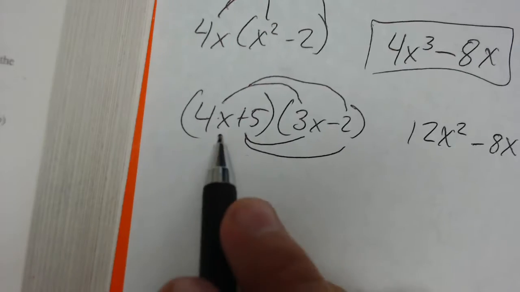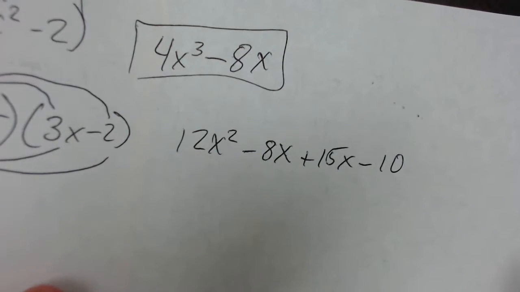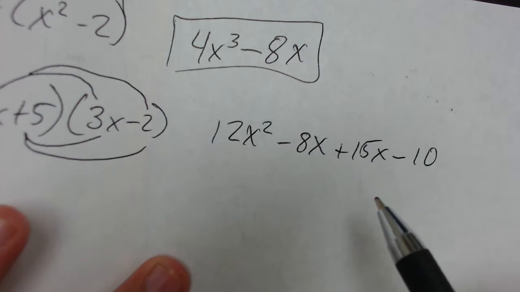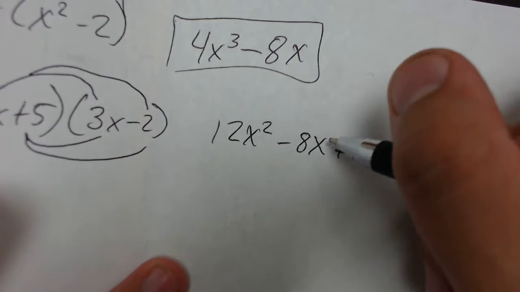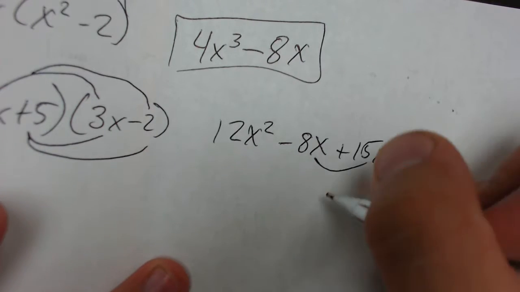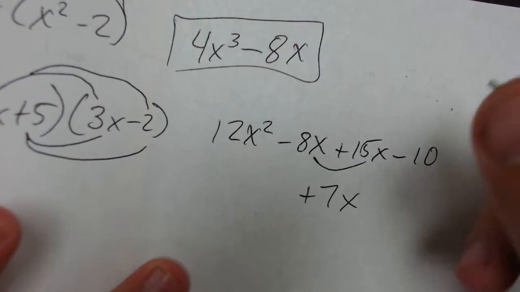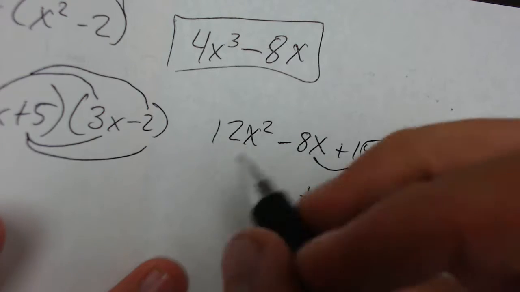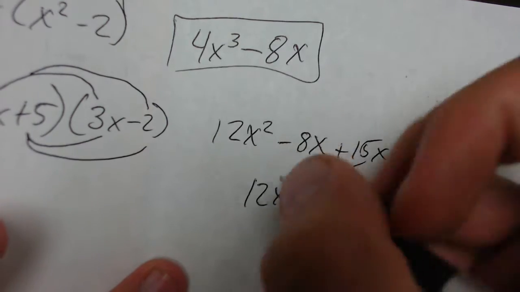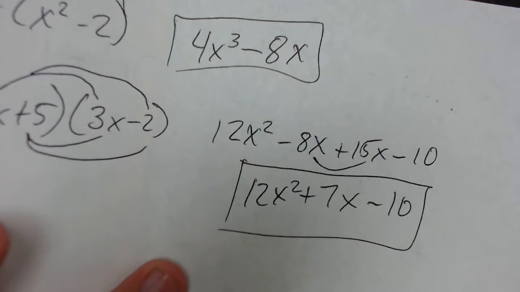Okay, so I'm done multiplying everything. Now I have to look at my answer and see if I can simplify it. I have like terms, so I can combine these. Negative 8 plus 15 gives me positive 7x. The negative 10 stays the same. The positive 12x squared stays the same. This is my final answer.